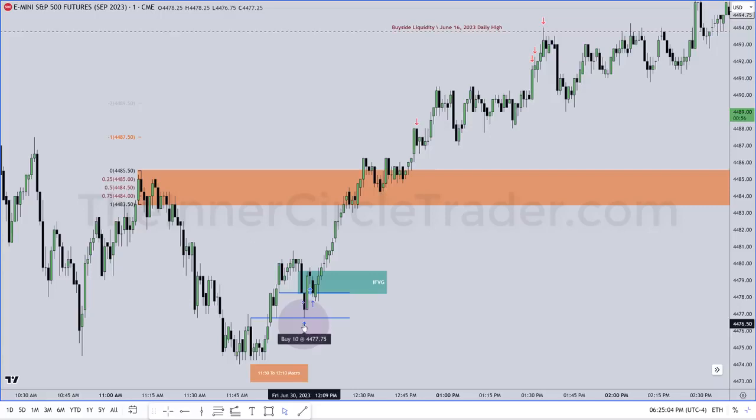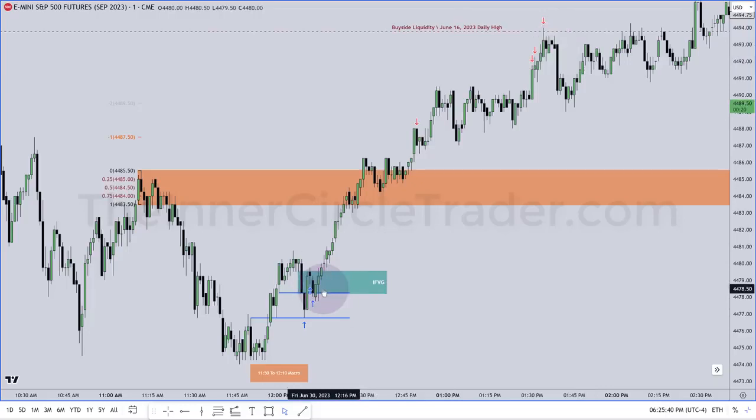What am I buying? Consequent encroachment of that 5-minute fair value gap. It's defined by this level and that level. Then I'm buying what? Consequent encroachment of the inversion fair value gap, which is this level here. I expect this to be support and find a point of accumulation to send it higher, to attack buy-side liquidity and draw up into the high on the 16th of June, 2023. So I'm using these reference points like rungs on a ladder, okay?